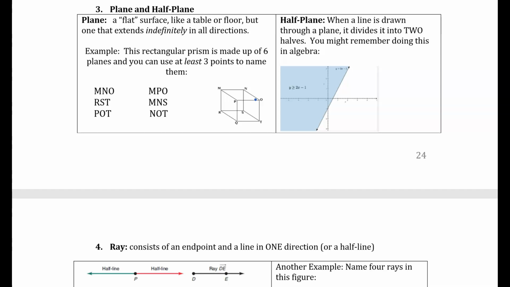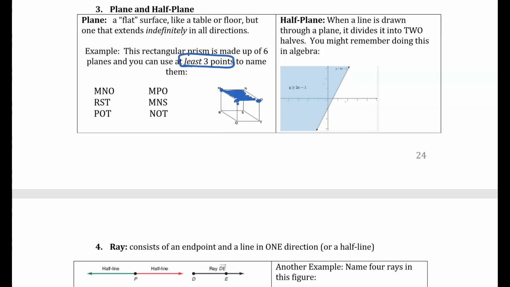And so if I asked you, name the planes that are in this figure, you need at least 3 points to name a plane. And this is why. If you said, well, it has plane MP. Well, MP is a part of 2 planes. MP is a part of the side of the box, and it's also a part of the top of the box. And so MP isn't specific enough to refer to one plane. Now, if I said MPO, at that point, the only plane that those 3 points are a part of would be the top of the box. So that's enough to know, okay, I'm referring to the top of the box.